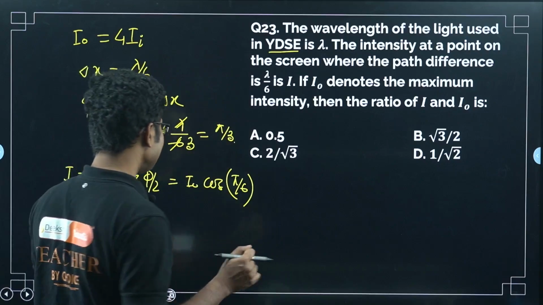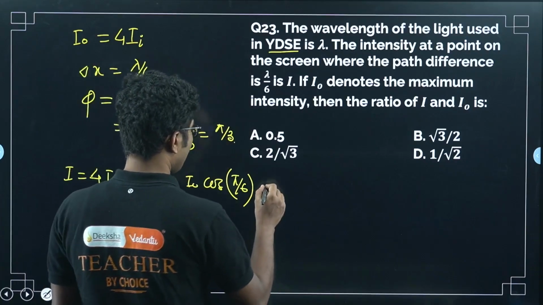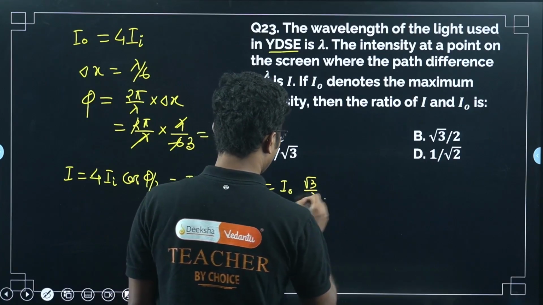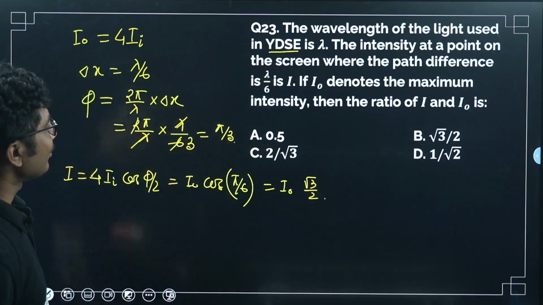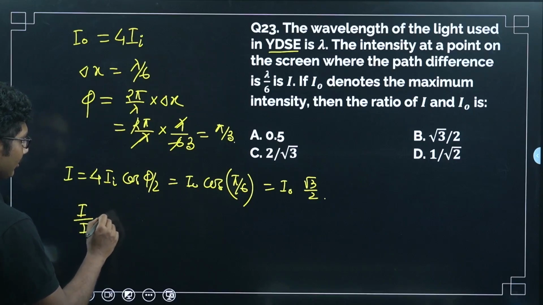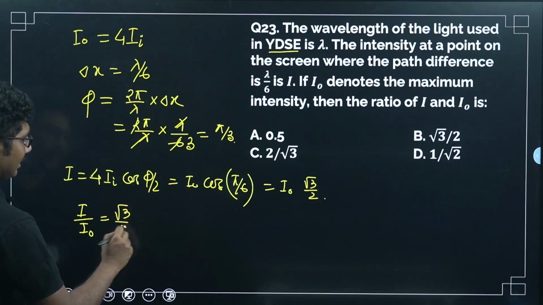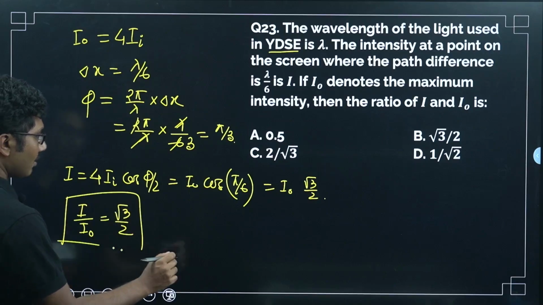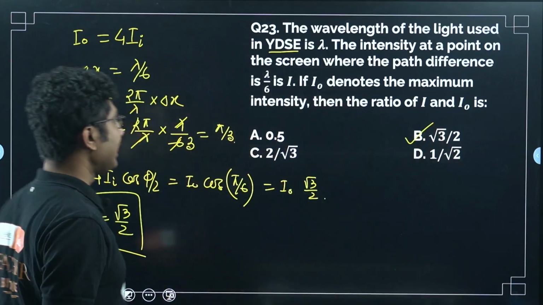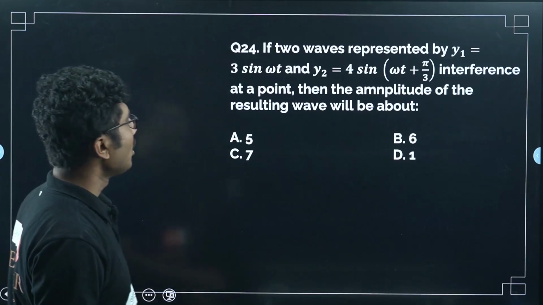Cos 30 degrees is root 3 by 2. So I naught root 3 by 2. So what is the ratio of I and I naught? I by I naught is equal to root 3 by 2. Okay, so the correct answer is root 3 by 2. Right? Next question.